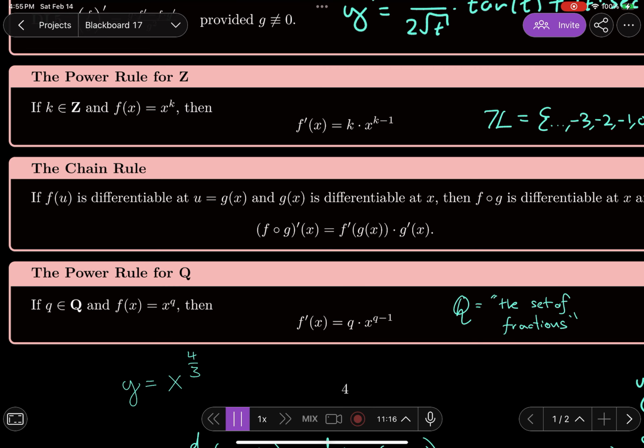But using this chain rule, we can prove that the power rule for the rationals works as well, leaving us with this guy's derivative. y prime is the same thing as 4/3 times x to the 4/3 minus 1, which is x to the 1/3. So indeed, the power rule also works for the rationals. Let's see a proof.